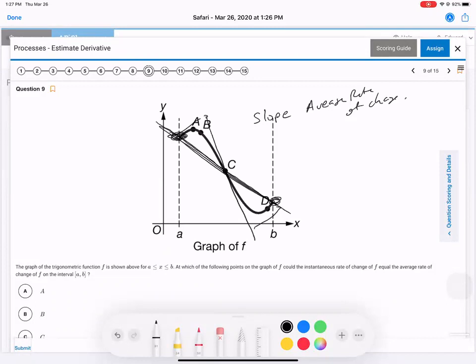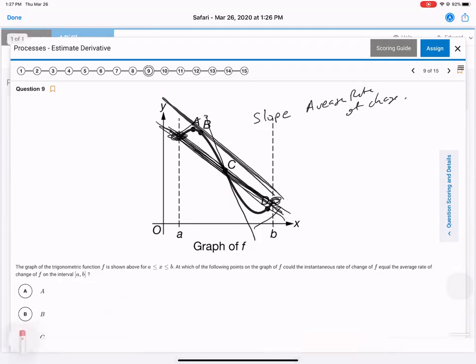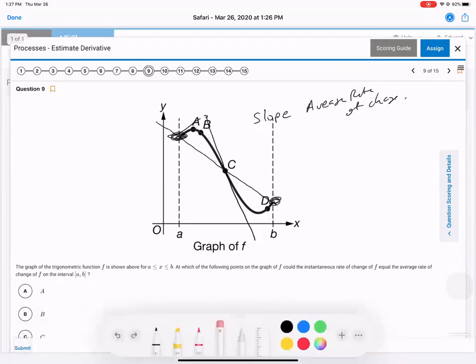Now, as I drew that, which of the following points on the graph of f could be an instantaneous rate of change of f equal to the average rate of change? Are there any points here that would have the same slope? Let's see, if I draw something like that, that looks pretty good. If I draw something in D, let me clean this up a little bit. Okay, that's my average rate of change.